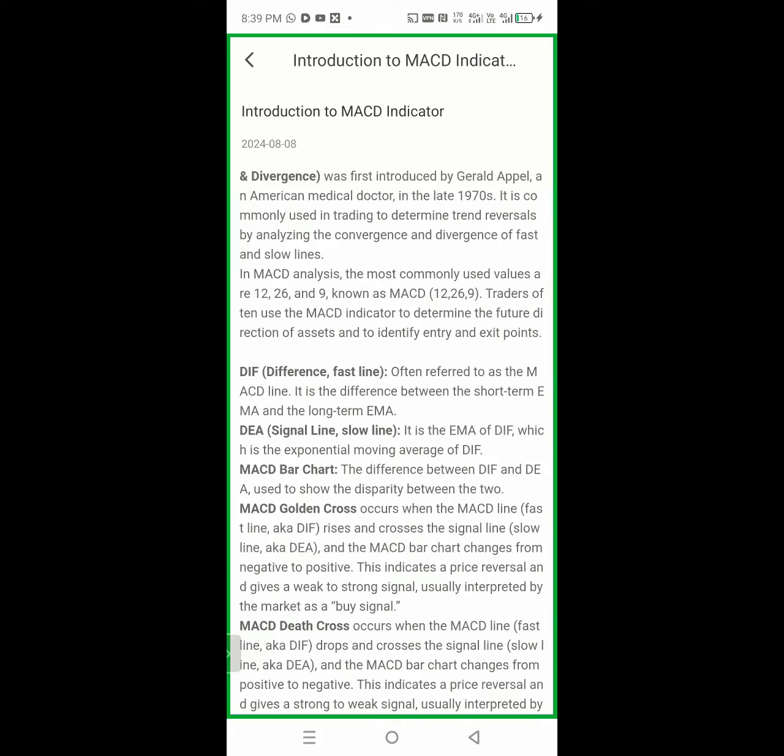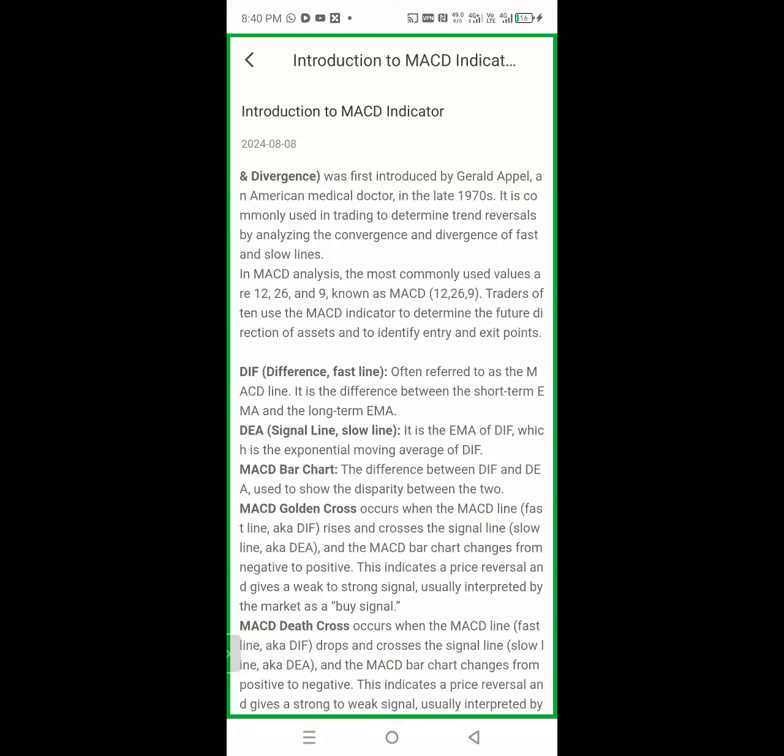It is the difference between the short-term exponential moving average and the long-term exponential moving average. The next term we'll be defining is the DEA, which is the signal line. I think this one should be the purple line. We are going to see all of them when we go to the chart. The signal line is also the slow line. It is the exponential moving average of the MACD line, of the DIF. So this one is the exponential moving average of the fast line.